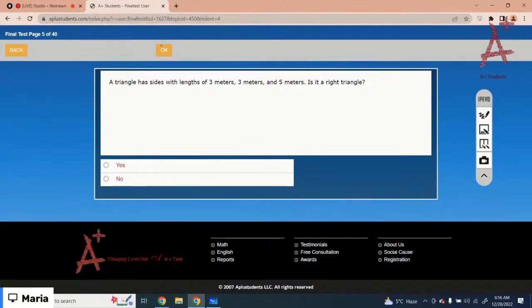Okay, the next one is: a triangle has sides with length 3 meter, 3 meter, and 5 meter. Is it a right angle triangle? Which is the correct option? You can check it on your notebook and let me know the answer.